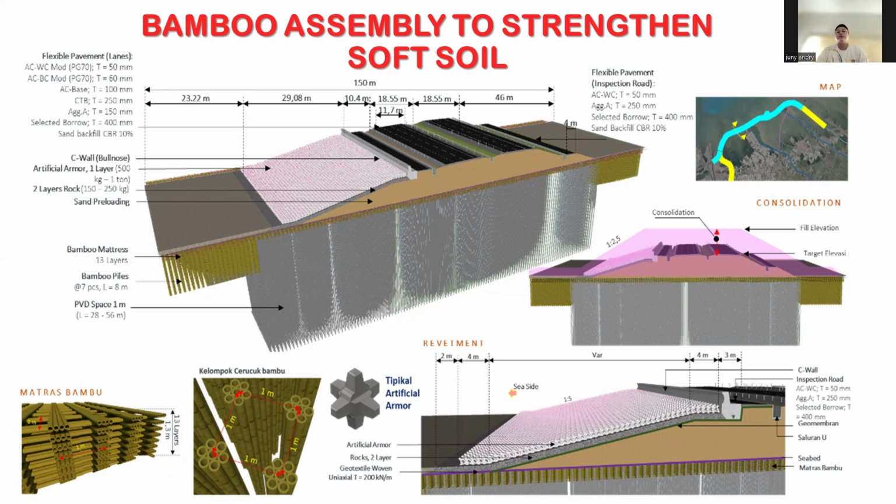The embankment will undergo consolidation to 90-100%, and if we reach 90% consolidation, we can stop the consolidation. Okay, next.